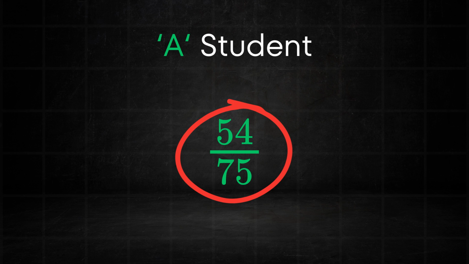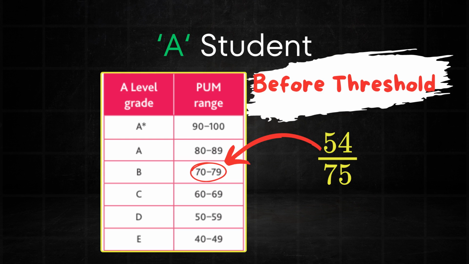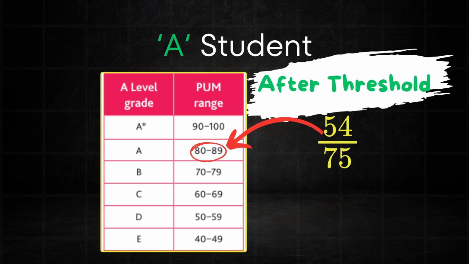So if the paper is extremely difficult and an A student gets 54 out of 75, which is 72%, and according to Cambridge's grading scale, this is equivalent to a B symbol, Cambridge would then create grade thresholds to make sure that this mark of 54 falls within the 80 to 89% band, so that the A student gets an A. This means that in theory, if you're an A student, you should always get an A in whatever Cambridge paper that you write after a threshold is applied.